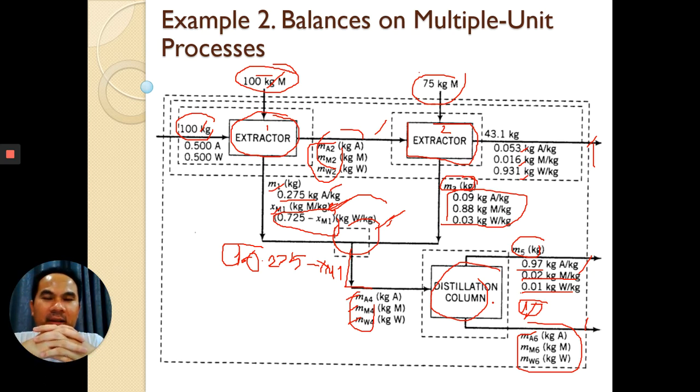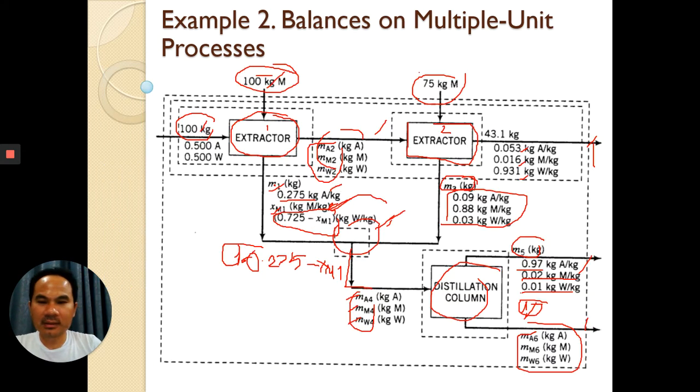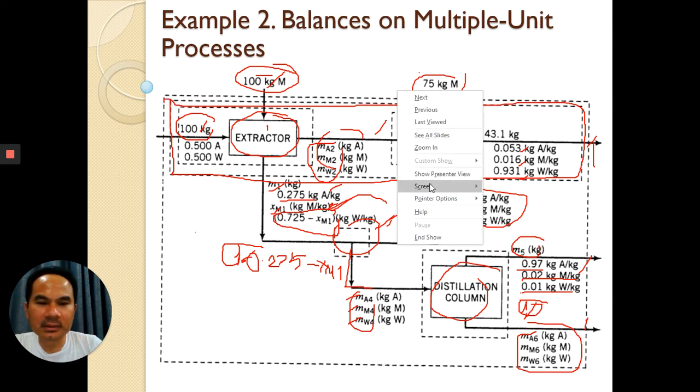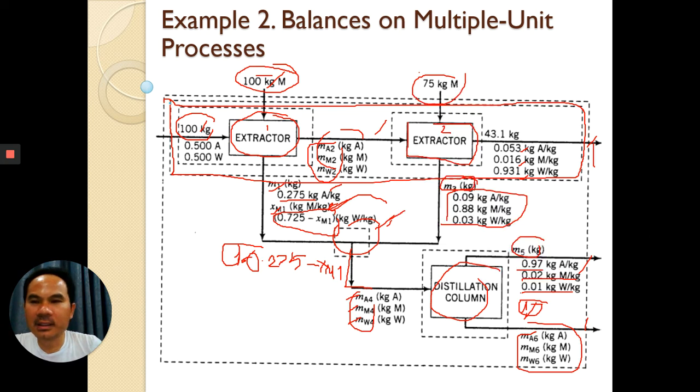The next step is to combine unit processes. You can mix between unit processes. In this case, we combine the 2 extractors and balance around the 2 extractors.